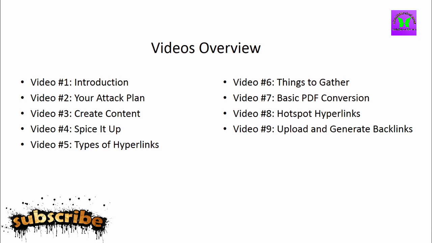Video number 3 is to create content. Video number 4 is spicing it up, and video number 5 is types of hyperlinks. Number 6, we're going to talk about things you'll need to gather in order to get started. Number 7, we'll talk about basic PDF conversion. And video number 8, we'll talk about hotspot hyperlinks.